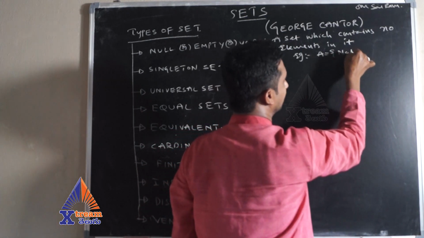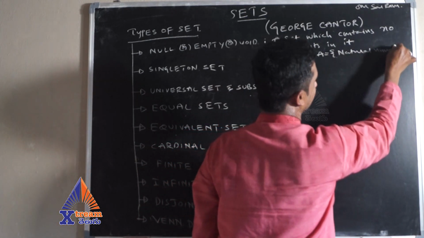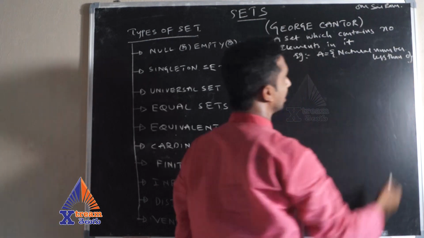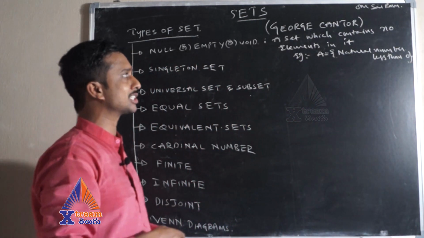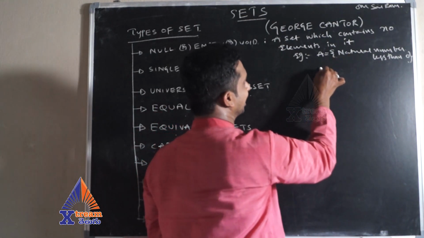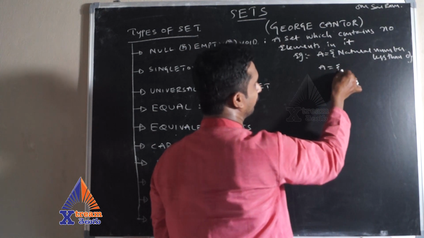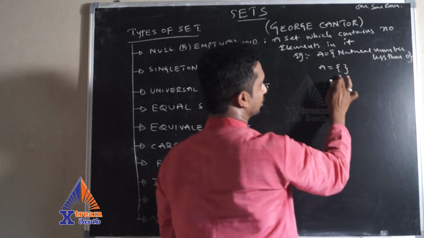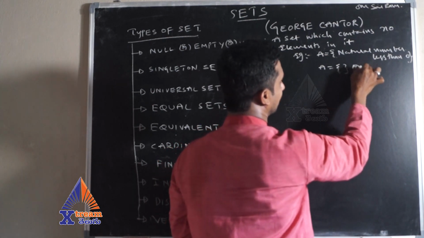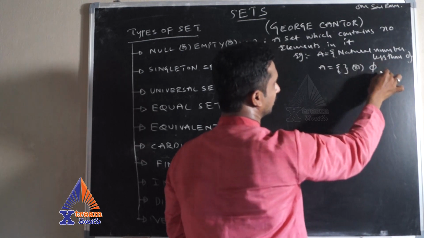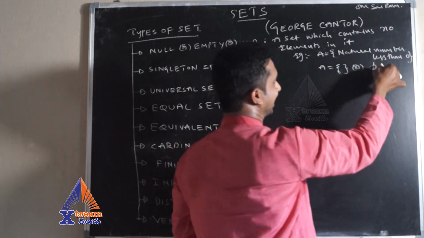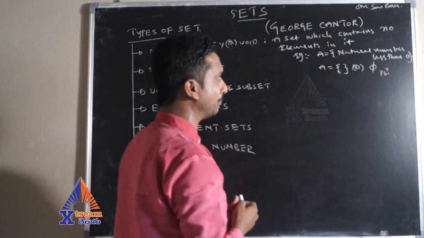Natural number less than 0. Less than 0 you will find -1, -2, all these are negative integers. They are not natural numbers, so it is an empty set. Empty set is denoted by opening a flower bracket and closing the flower bracket, enclosed by 2 flower brackets. This is empty set, or else you can denote it by phi. This symbol is written as a 0 with a slash like this. This is phi, which indicates empty set.